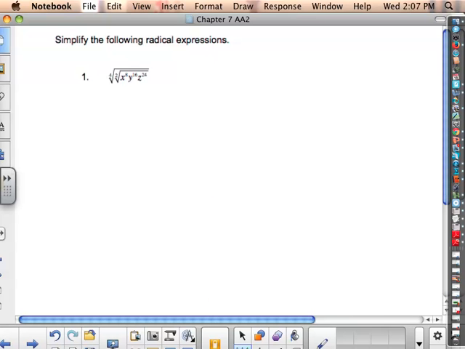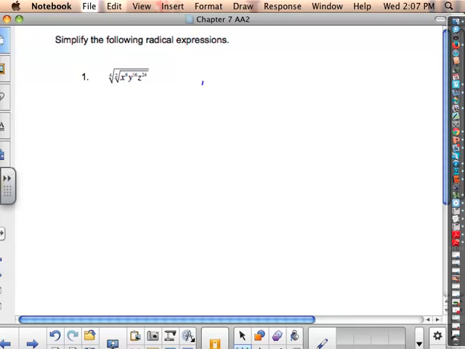Now let's take a look at simplifying some radical expressions that look a little complicated, but handled correctly, they really are not. I'm just going to rewrite these in exponential notation, and then we're going to apply the power to a power rule, and you'll see that they're actually pretty simple that way.